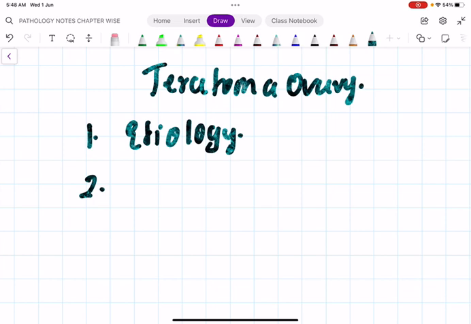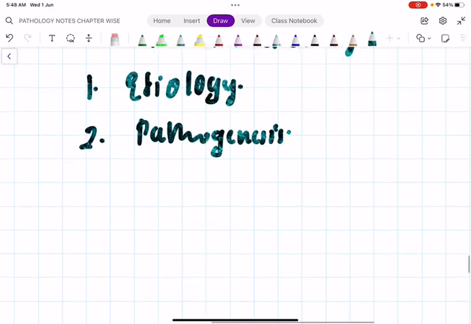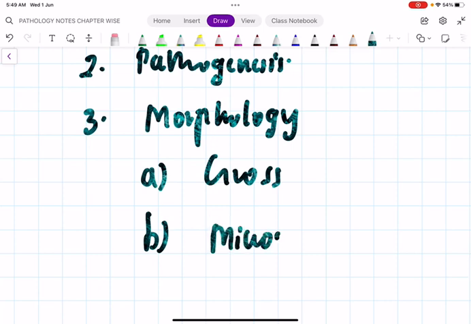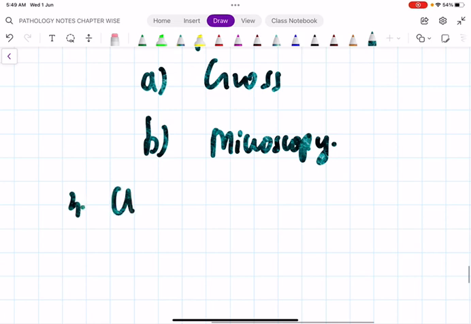Then number two, what is the pathogenesis? How does this teratoma occur? Number three, you have to write morphology. And remember, in morphology, what are things A and B? A is nothing else but the gross findings. B is nothing else but the microscopic findings. Fine. And number four, clinical features.